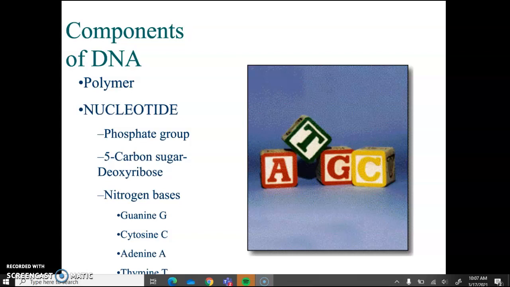And what makes up one nucleotide is the following things. The first is a phosphate group. The second, a 5-carbon sugar called deoxyribose, in this case with DNA. And the third thing is a nitrogenous base. And we have 4 of them. The first is guanine, cytosine, adenine, and lastly thymine. And you guys can remember them with their letters, G, C, A, and T.